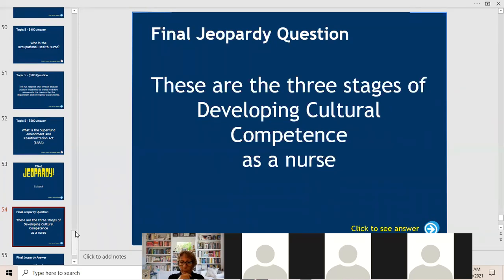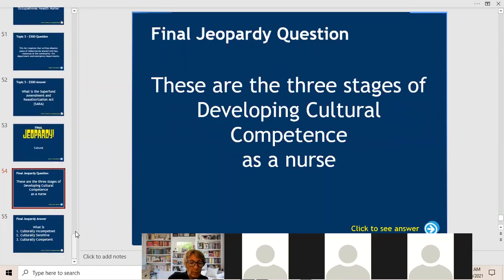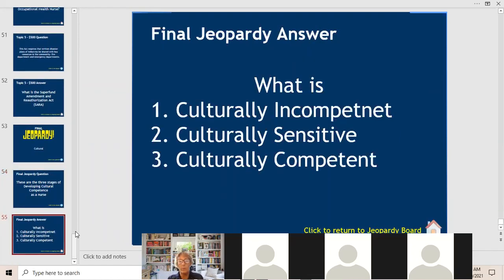Okay, do we know what the 3 stages are? What happens at the beginning? Well, let's just talk about this for a minute. Here's your answer. We start as maybe culturally incompetent. And as we learn and grow and make an effort to learn about different cultures, we become culturally sensitive. And that's an ongoing process to the end goal of being culturally competent.